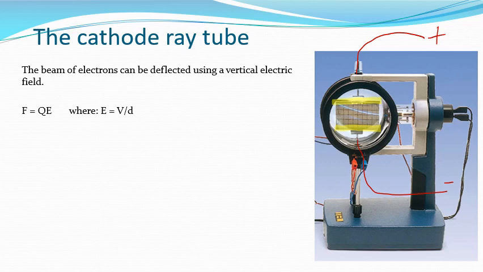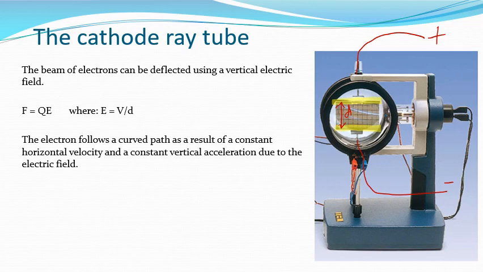So between these plates at the top and the bottom, we've got a uniform electric field, and we can work out the electric field strength from the potential difference between these two and the separation between the two plates, the distance d across there, and that would allow you to work out the force on that electron. And it's following this curved path, presuming the magnetic field is off, as a result of constant horizontal velocity and a constant vertical acceleration due to this electric field.